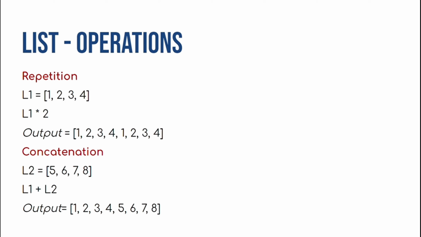Now coming to list operations. Multiple operations can be performed over lists. We have the concatenation operator, in which you can concatenate lists together. We have L1 having elements 1, 2, 3, 4, and we have another list with elements 5, 6, 7, 8. If we perform concatenation using the plus symbol, then the output is 1, 2, 3, 4, 5, 6, 7, 8. The first 4 elements are from list L1 and the last 4 elements are from list L2. You can concatenate any number of these lists together.